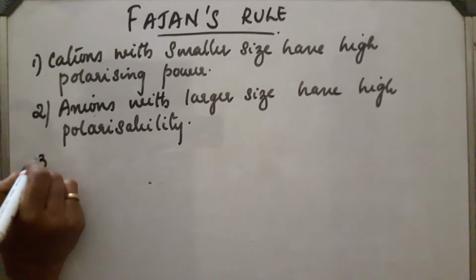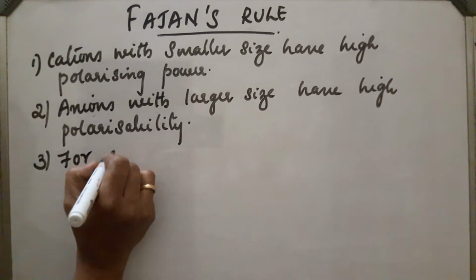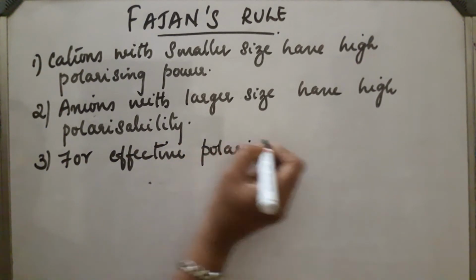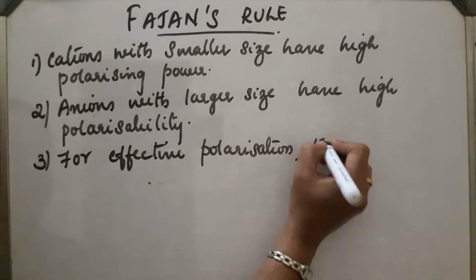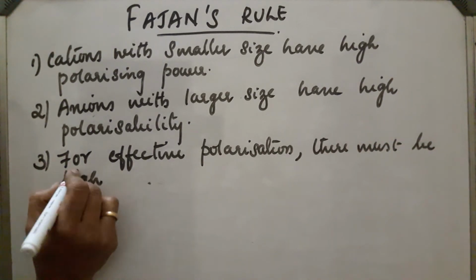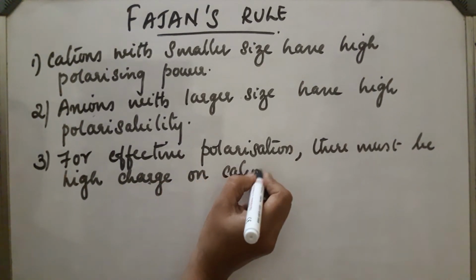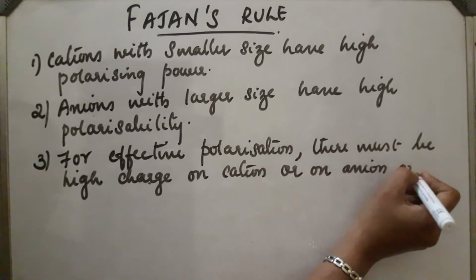The third point is, for effective polarization, there should be high charge on the cation or high charge on the anion, or both.